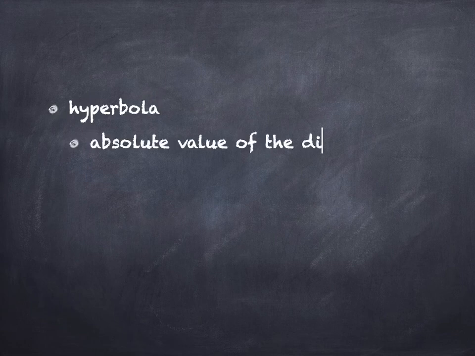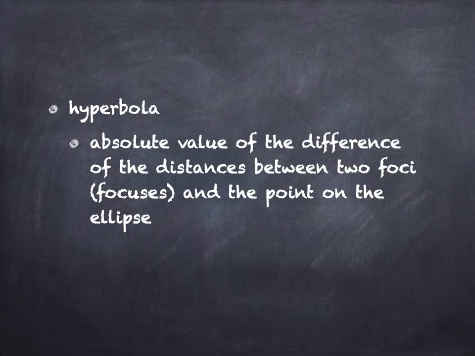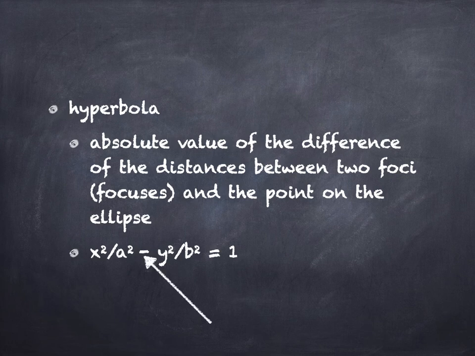Okay, that's an ellipse. A hyperbola is the absolute value of the difference of the distances between two foci and the point on the ellipse. So that's the technical definition. And this is x squared over a squared minus y squared over b squared equals 1. It looks a lot like an ellipse, but there's a negative sign. It's a subtraction instead of addition, and that makes a difference. It basically cuts the ellipse in half and flips it outward.